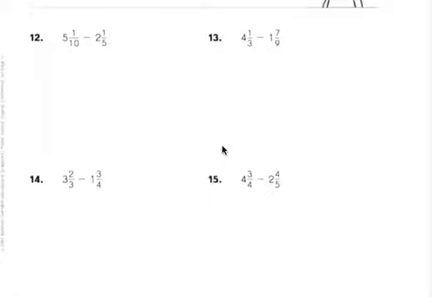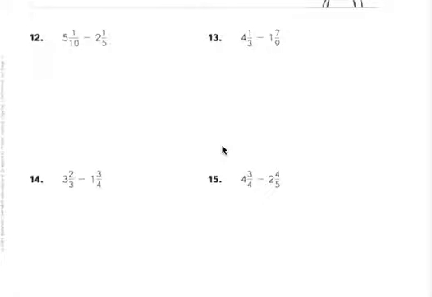So we have worked on subtracting fractions, and we know that you cannot add or subtract fractions unless the denominators are the same. So we know how to do that. We find equivalent fractions between the two terms. And when I say terms, I mean the two things that you are adding or subtracting. So let's look at number 12.